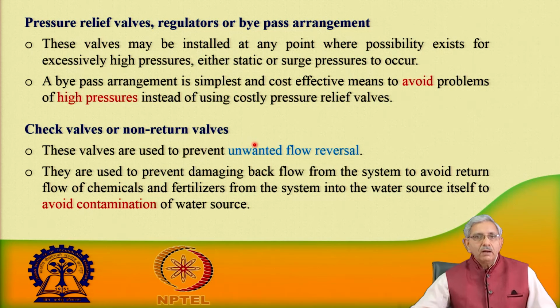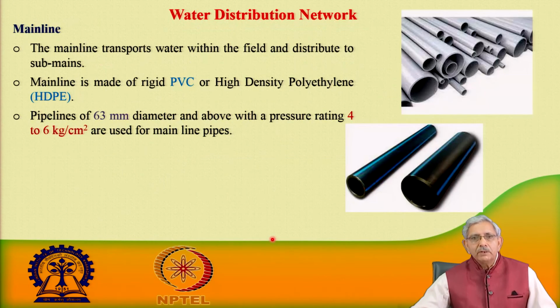Check valve or non-return valve, as I explained earlier: the check valve allows only a particular amount of water to pass so that control can be made, and the non-return valve is to prevent unwanted reversal of the flow. So, these valves are operated depending on the particular time of operation.